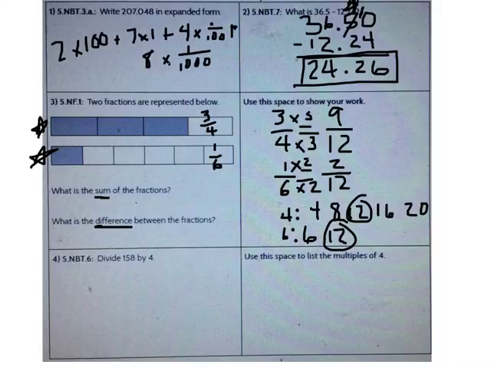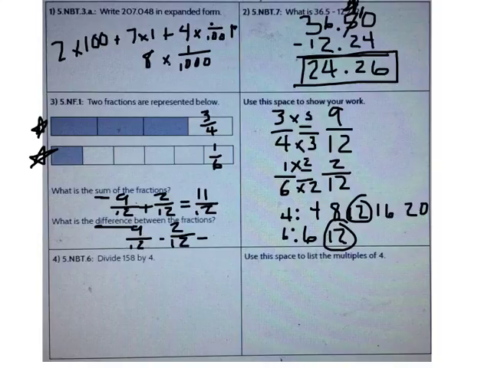Now I can find the sum of the fractions. What's 9/12 plus 2/12? It's 11/12. Remember, when I have the same denominator, I can add my numerators and the denominator stays the same. Now let's find the difference. What's 9/12 minus 2/12? It's 7/12.